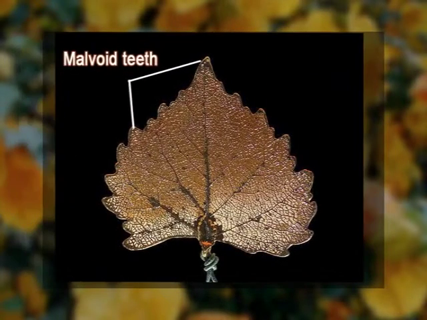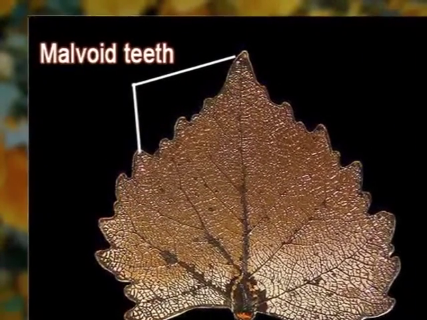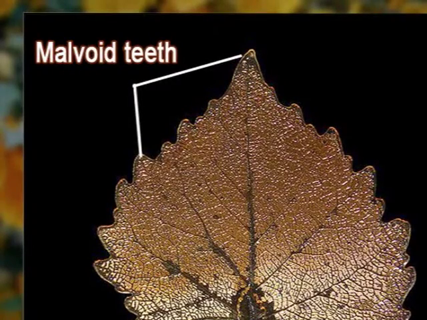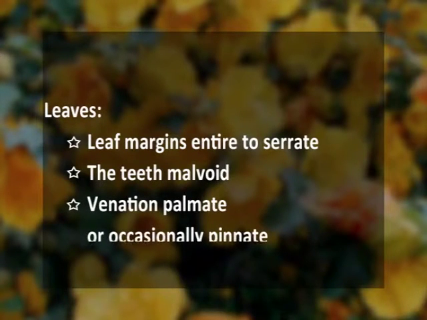The teeth here are of a characteristic type called malvoid. What is this malvoid type? It is the major veins are unexpanded and they end at the tooth apex. The venation in the leaves in case of Malvaceae is palmate.